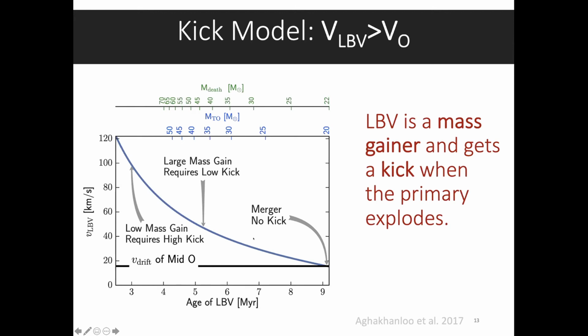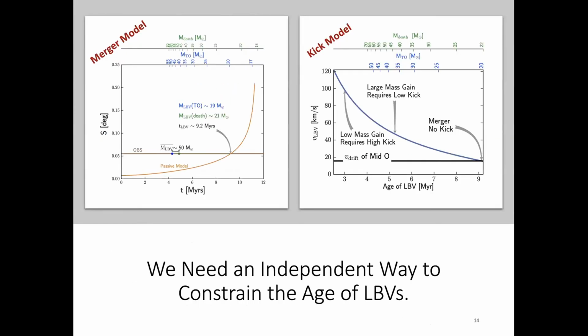So if they gain more mass from their companion, they need less kick velocity to reach the observed separations, and vice versa. So here we are showing that if LBVs are kick mass gainers, their kick velocities can be anywhere between 0 to 100, 110 kilometers per second. They don't need to always have really high velocities to be considered as kicked. So LBVs' isolation suggests that LBVs should be product of binary evolution.